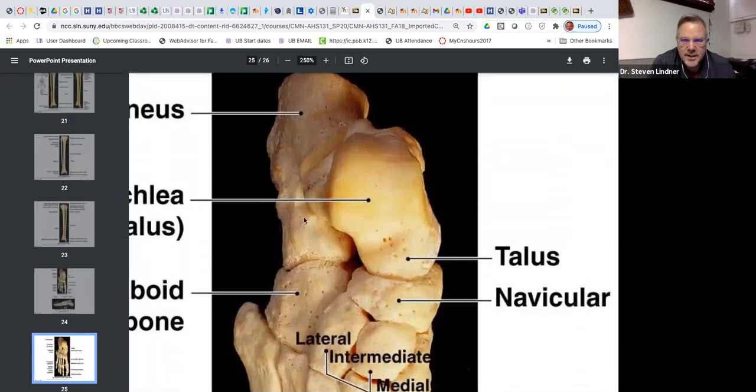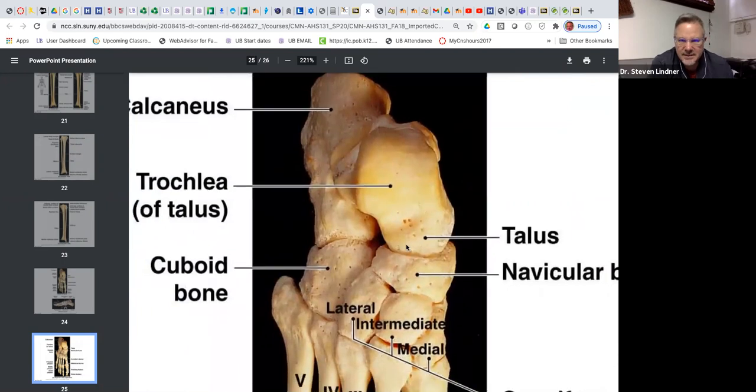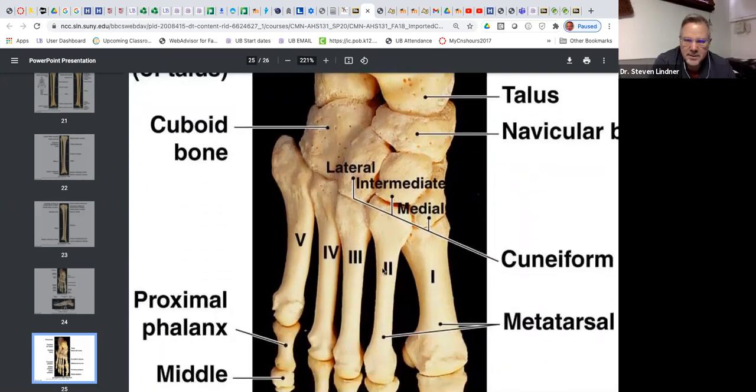And that's just a close-up view of the foot to get a closer look at those 7 tarsals. Remember, in the hand, you had 8 carpals. In the foot, 7 tarsals. Again, you had the talus, calcaneus, navicular, cuneiform 1, 2, and 3, plus the cuboid. 5 metatarsals, metatarsal 1, metatarsal 2, 3, 4, and 5.